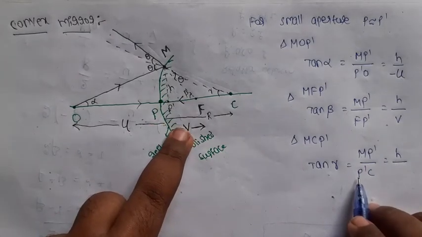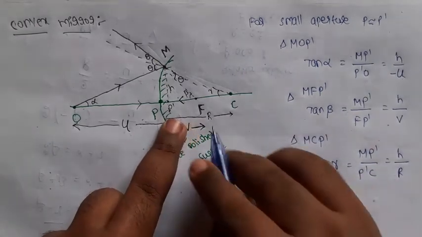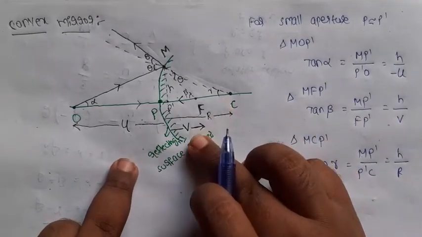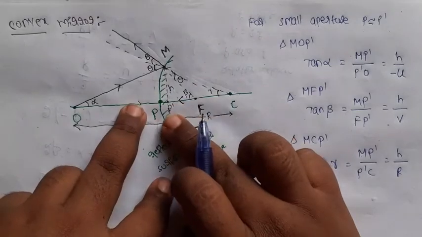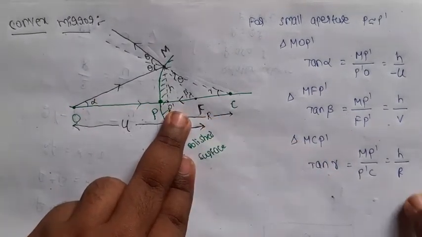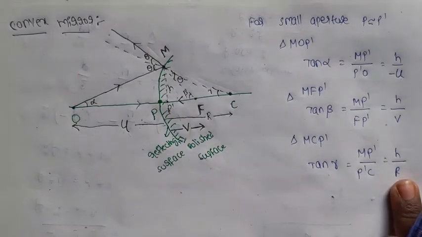Next, the distance from P dash to C. P dash to C is r, and this is the direction of the r value. The incident ray direction is also the same, so r and the incident ray are both in the same direction. I am taking the positive value. That's why h by r.